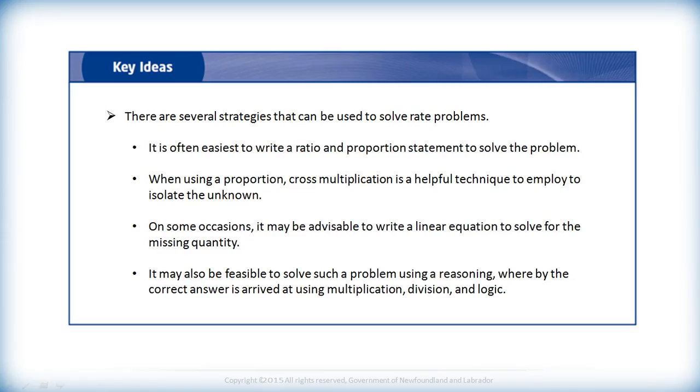Several strategies can be used to solve rate problems. Ratio and proportion is good when we saw that. Cross multiplication gets us there. Sometimes we could use a linear equation to solve for a missing quantity. You'll see that in your textbook. I find that usually more confusing. So I know when I teach this course, my students typically don't do that. It's usually a little bit harder. Don't tell anybody I said that if they're trying to teach you that, though. And it may also be feasible to solve such a problem using reasoning, multiplication, division logic, all that stuff. Hope that's helpful. Good luck.